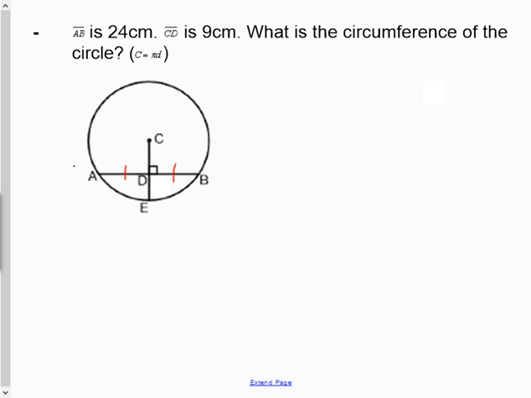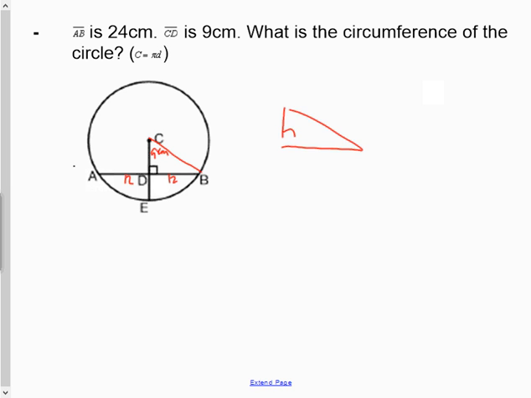AB is 24 centimeters. CD is 9 centimeters. Since the whole chord was 24 and they're equal length, each of these will be 12 and 12. What is the circumference of the circle? Well, I don't know very much information here. But from experience, since this is perpendicular, I can make a right triangle. And that red line that I drew was a radius.